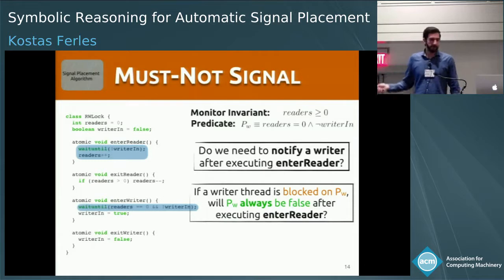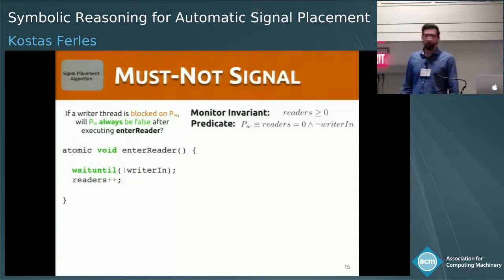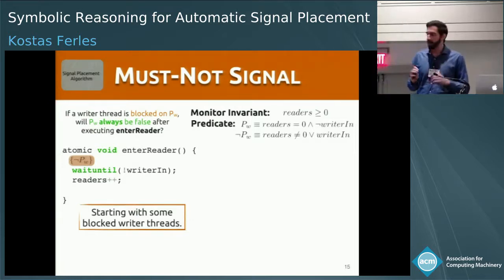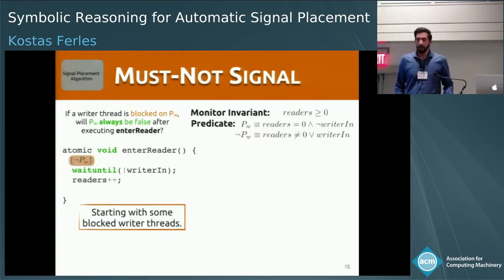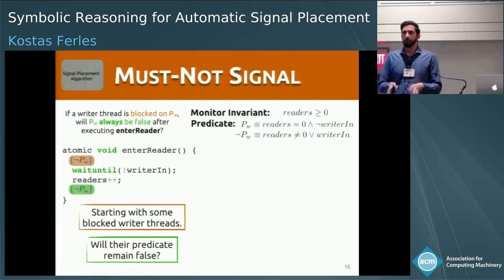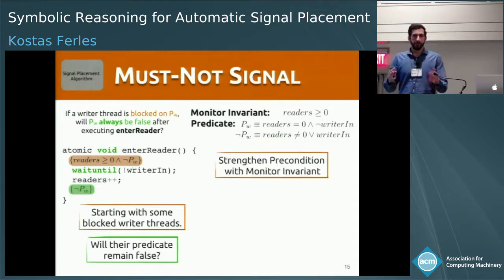Now, in order to answer this question, our algorithm is going to turn it into a Hoare triple over the body of enter reader. Here, as our precondition, we're going to have that not PW holds, since this corresponds to the first part of the question, and it's equivalent to saying that there are some writer threads blocked on PW. And our postcondition is going to be not PW, since we want to prove that PW doesn't hold after executing enter reader.